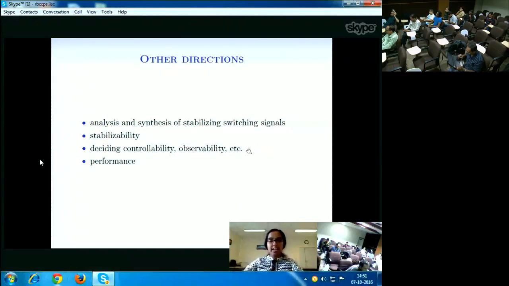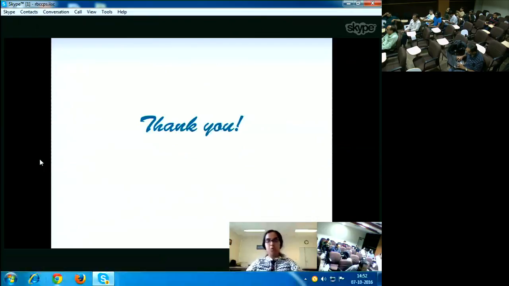This work is in particular in collaboration with Université catholique de Louvain in Belgium, where I was a visitor for a month. And currently in Nancy, I am working on performance of switched systems. What we do is we characterize switching signals which are not only stabilizing, but in addition also optimize certain performance of the switched system. So these are optimal control problems for switched systems that I'm currently working on. Okay, so that's all I had for today. Thank you.